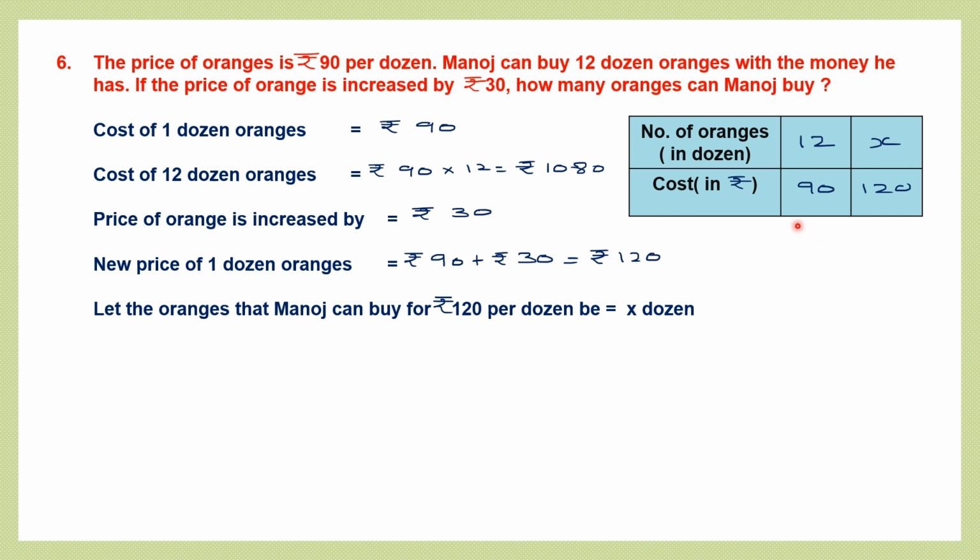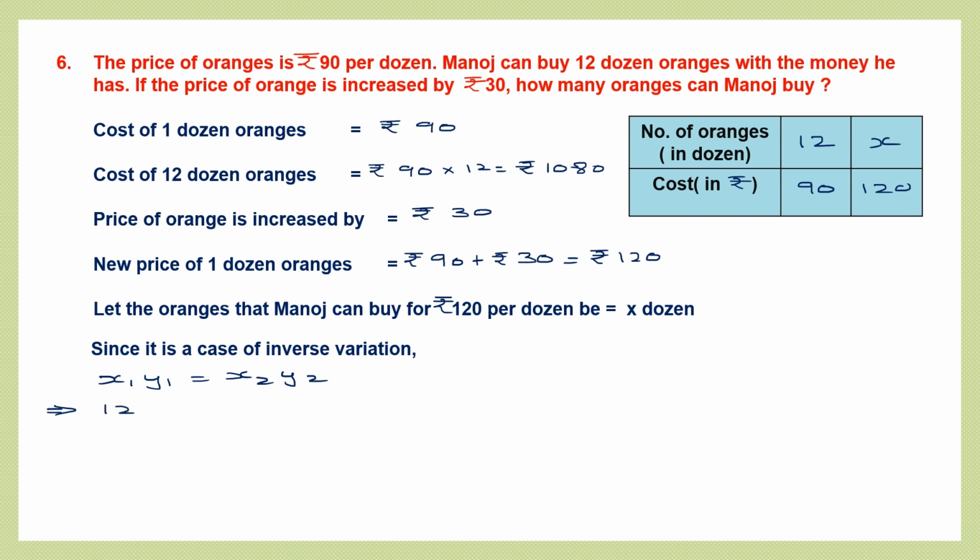So here let's see. When the price has increased, Manoj will be able to buy only a lesser number of oranges, isn't it? When it was 90 rupees per dozen, he could buy 12 dozens. But now it has increased to 120 rupees. He cannot buy 12 dozens. It will be a lesser number of oranges. That means this is a case of inverse variation. Since it is a case of inverse variation, we should say x1 into y1 is equal to x2 into y2.